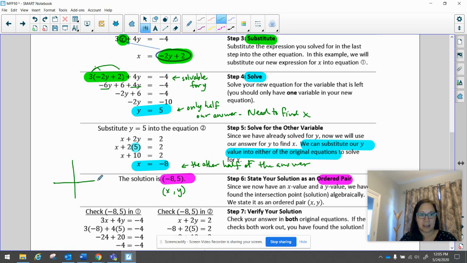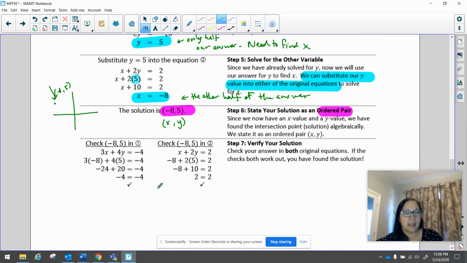And what that means is if we were to graph this point at -8, 5, there's the answer. So if we did go back and graph these, our answer would be there on the Cartesian plane. Now, just like we did in previous sections, you're going to check or verify your answers in both equations.